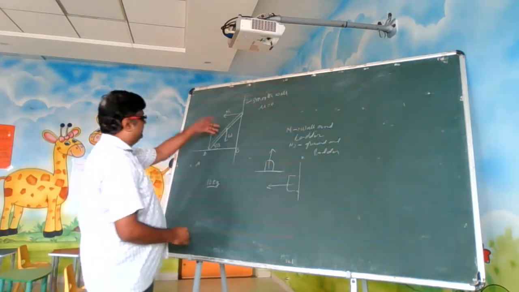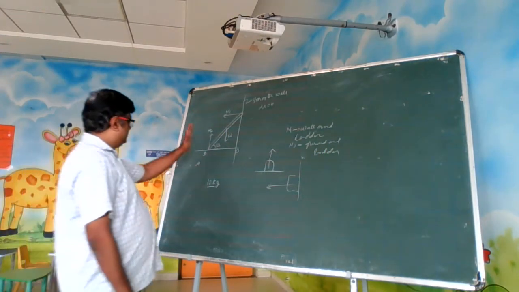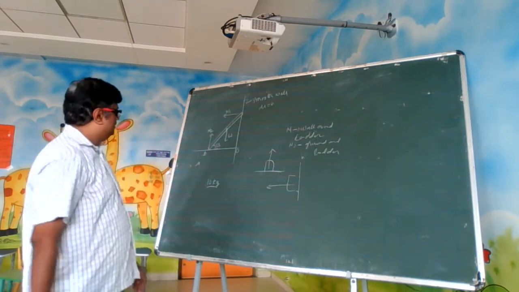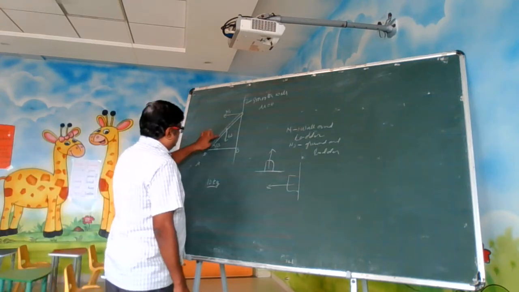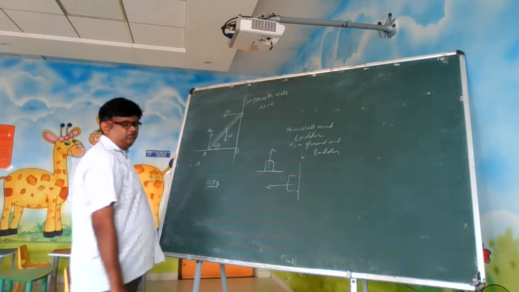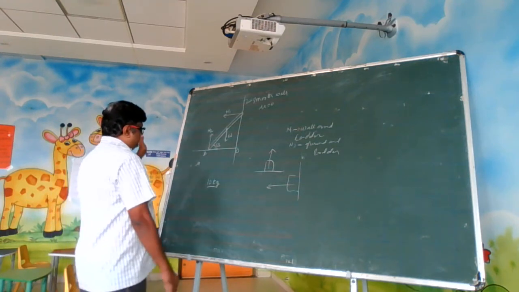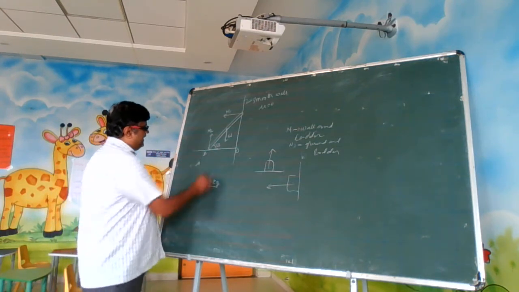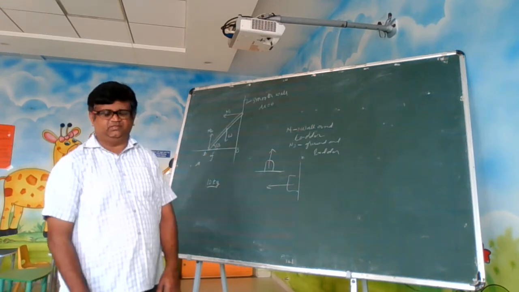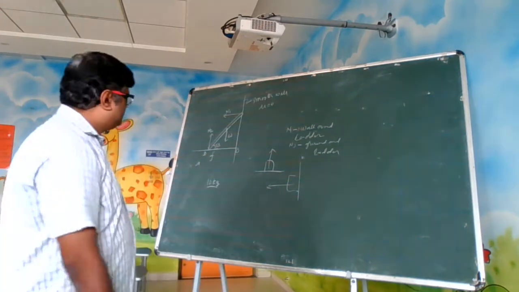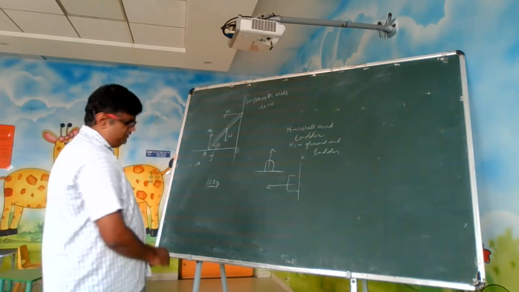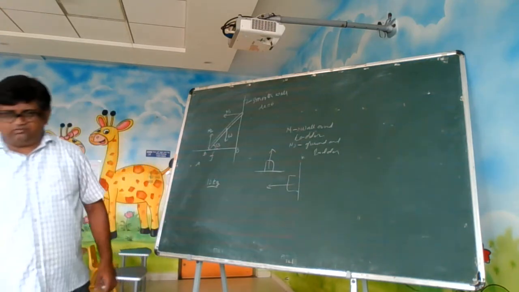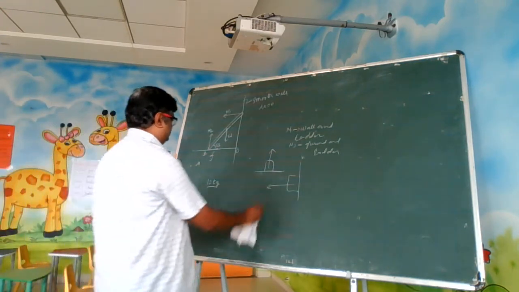Okay, you can see their directions are different. This is perpendicular, this is horizontal. Now, this ladder will try to slip in this direction. The frictional force will act towards left. And we have to find whatever unknowns are given in the question.